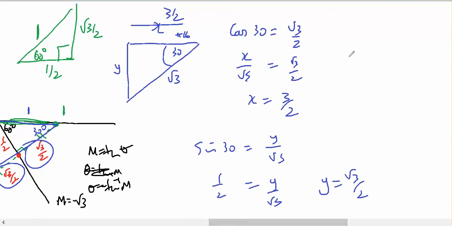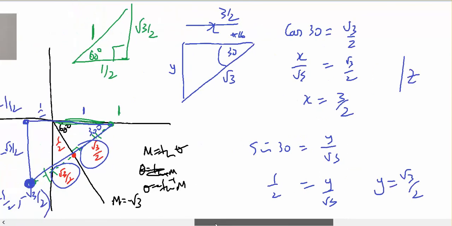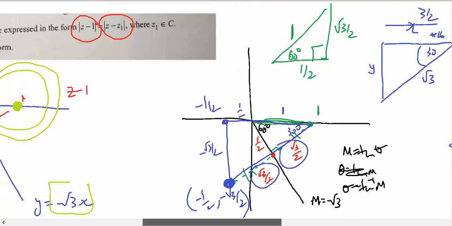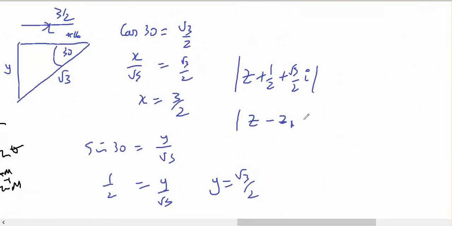So that must be |z plus a half plus root 3 on 2 i|. And since it's in the form |z minus z1|, that's what it was, z1, therefore z1 must equal negative a half minus root 3 on 2 i.